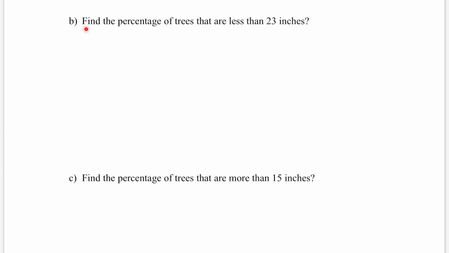Question B. Find the percentage of trees that are less than 23 inches. I have a normal distribution with mean of 20. 23 inches is greater than 20, so 23 is to the right of 20. I want to find the percentage of trees that are less than 23. Less than 23 is to the left of 23, so I want to find this left region.